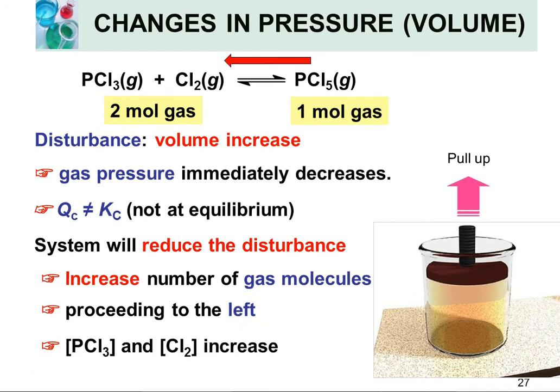When the pressure decreases by increasing the volume of the vessel, the gas pressure immediately decreases. So in this state, Qc is not equal to Kc, so the system is not at equilibrium. The system will reduce the disturbance by increasing the number of gas molecules, proceeding to the left and making the concentrations of PCl3 and Cl2 increase, while the concentration of PCl5 decreases.